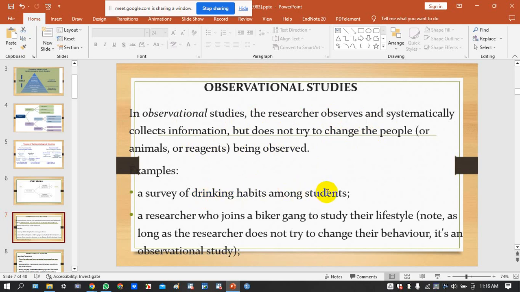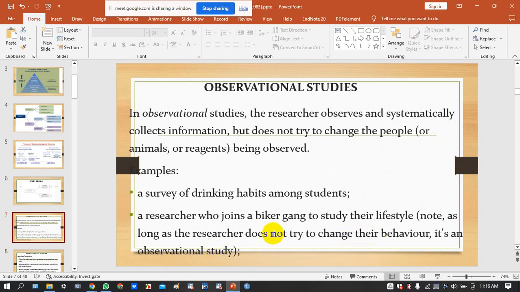So if you want to determine how students drink, or a researcher who joins a biker gang to study their lifestyle, you just observe, but you don't change anything in the sample or the population or the participants that you are doing the study on. When I was doing the study on the anemic pregnant women, I didn't give them any drug. I just picked their samples and compared anemic and non-anemic.